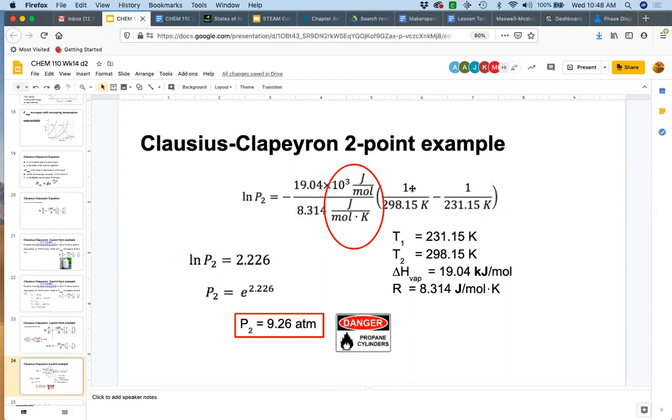So subtract 1 over 298.15. So this value, solve, and then subtract 1 over 231.15 from it. Solve for that first. Then you're going to multiply your numerators together and divide by your gas law.